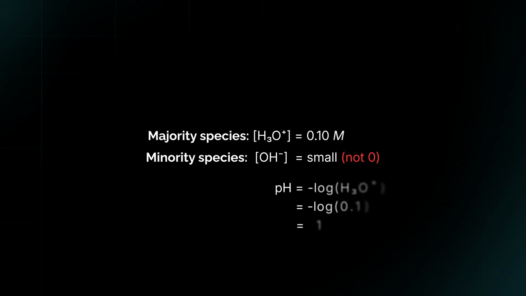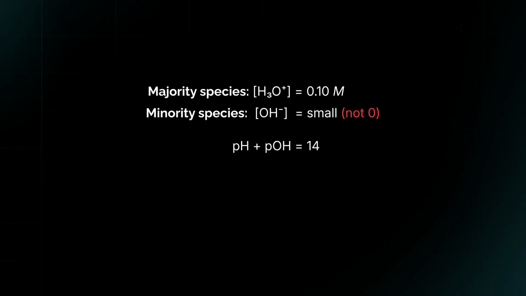Therefore, the pH is negative log of 0.1, or a pH of 1. We also know that pH plus pOH equals 14. Since pH is 1, pOH equals 13. This corresponds to a hydroxide concentration of 10 to the negative 13.